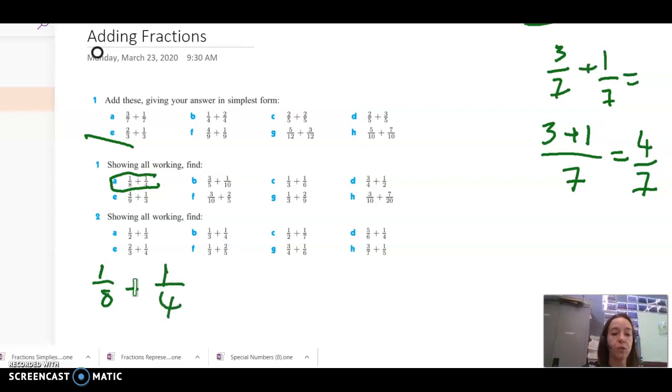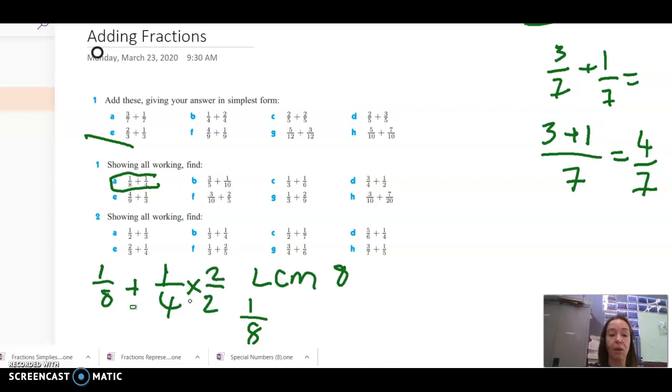Now, first of all, I need to look at 8 and 4 and decide what is my lowest common multiple. Well, in this case, if I go through the lowest one and keep going until I find something in the 8 times table, 4, 8, 8 is in my 8 times table as well, so 8 is my lowest common multiple. What I'm going to do then is 1/8 can stay the same, but I need to convert 1/4 until it's in 8s. What do I need to times 4 by to give me 8?